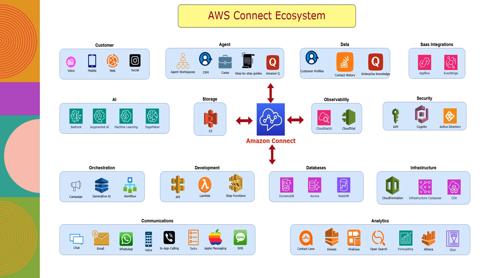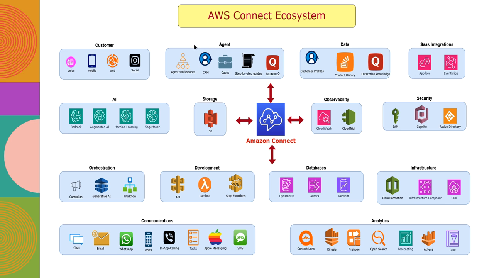Some of them are definitely going to be used. Some of them, if you don't know how to use them, you won't use them. But if you look at Amazon Connect configurations for different companies, small and large, you'll see different services being used. So in the middle, you've got Amazon Connect. On the top left-hand side, you've got a customer who can call in, use mobile devices, web, social networks, etc.